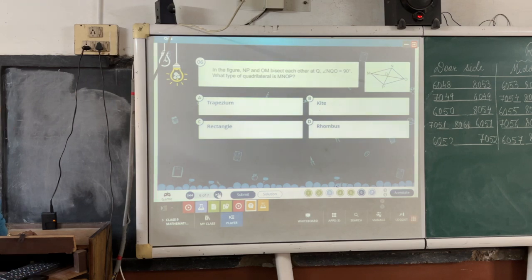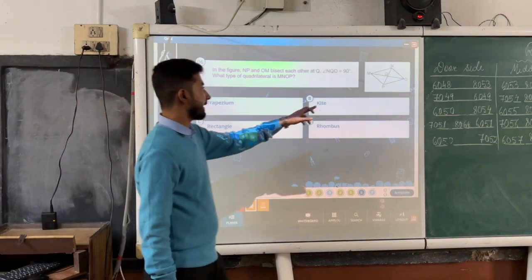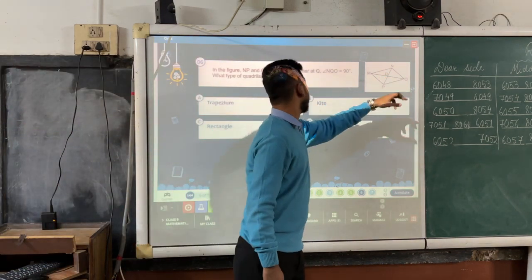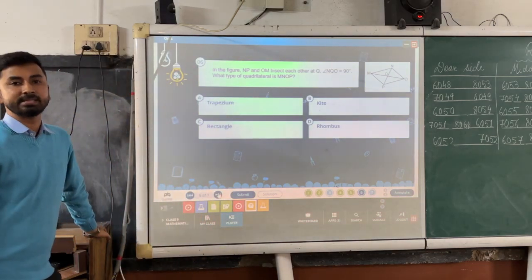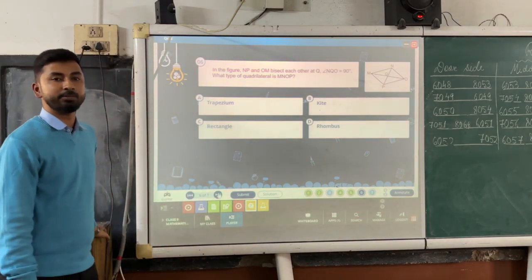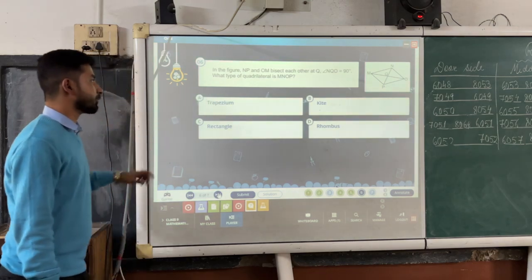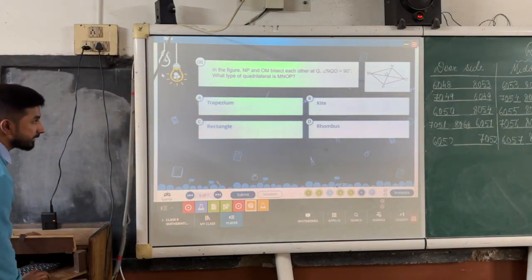In the figure, NP and OM bisect each other at 90 degree. Whose diagonals bisect each other at 90 degree? In case of a rhombus. So what type of quadrilateral is MNOP? It's a rhombus.